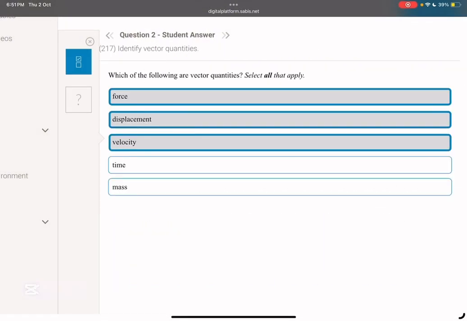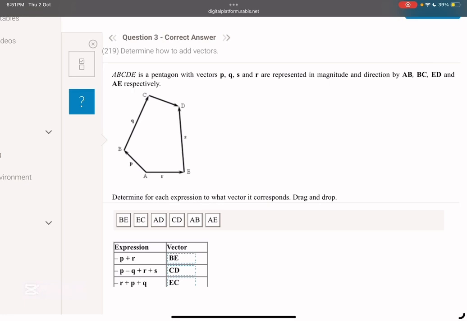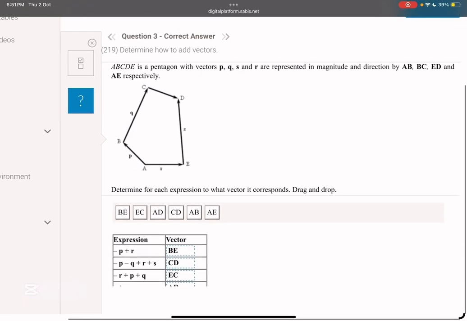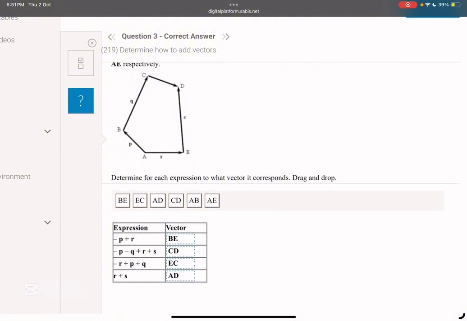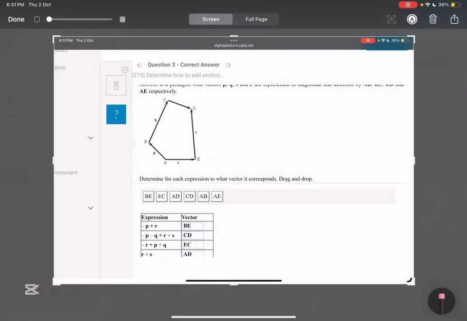So now question 2, this is just something you memorize. Vector quantities are force, displacement, and velocity. Vector means it has direction and magnitude. Okay, this is very easy. It's the same concept as the one before.